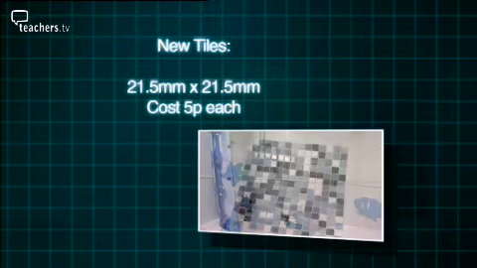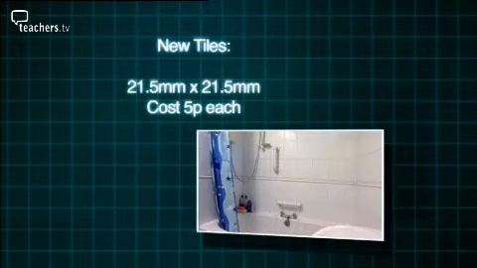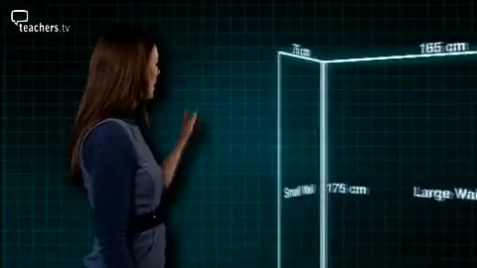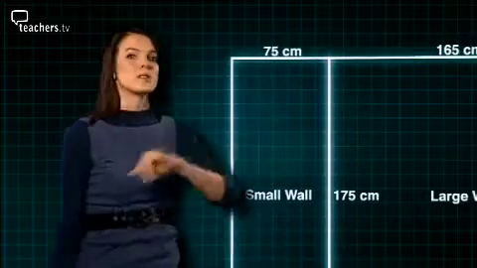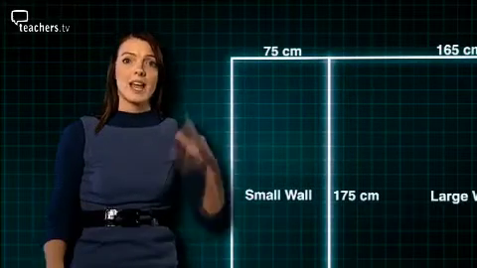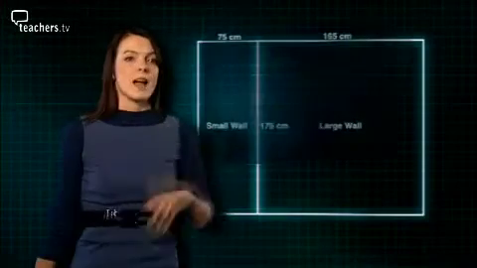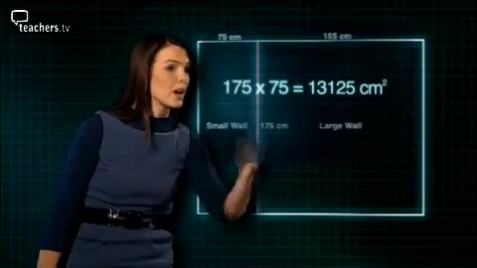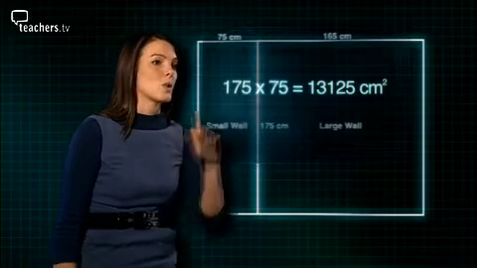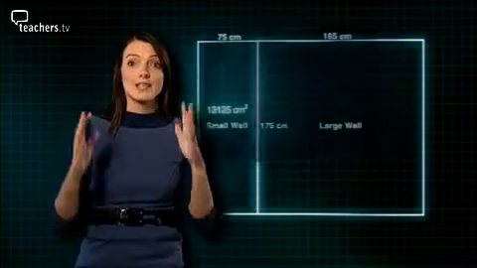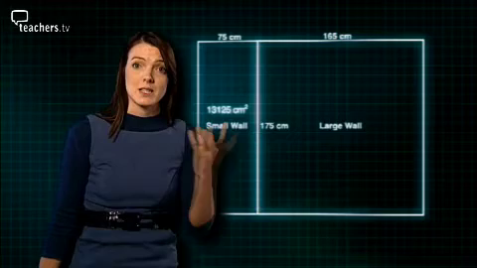So to work out how many tiles we need, we first have to calculate the area of the walls. So let's start with the easy ones, the ones that go around the bath. They're rectangles, and we know that the area of a rectangle is its length times its width. So for the smaller wall, that's 175 times 75, and that gives us 13,125. These are all in centimetres, and the answer, of course, is in centimetres squared.